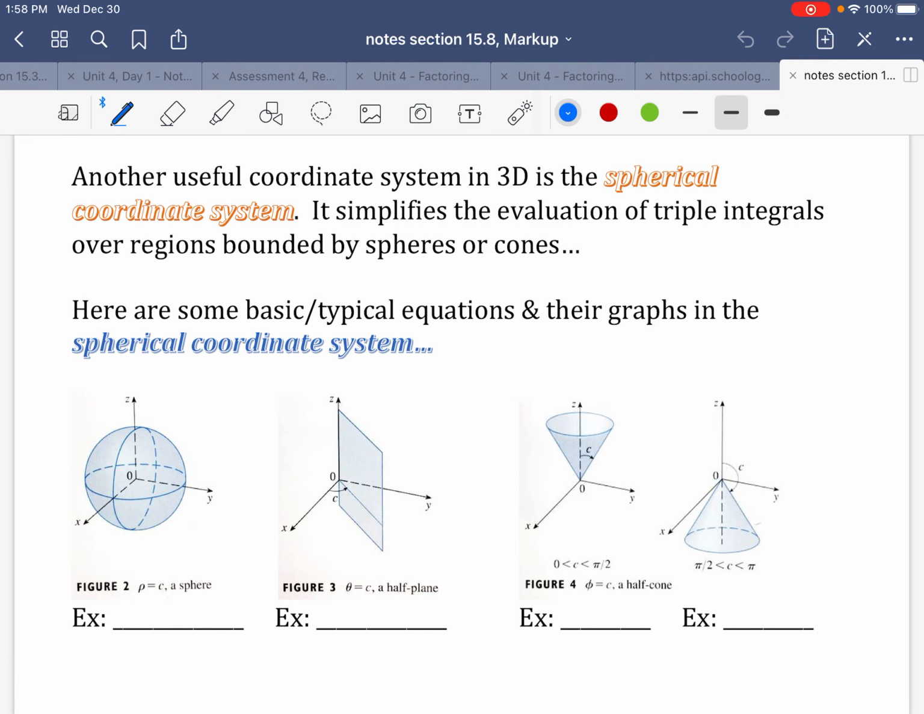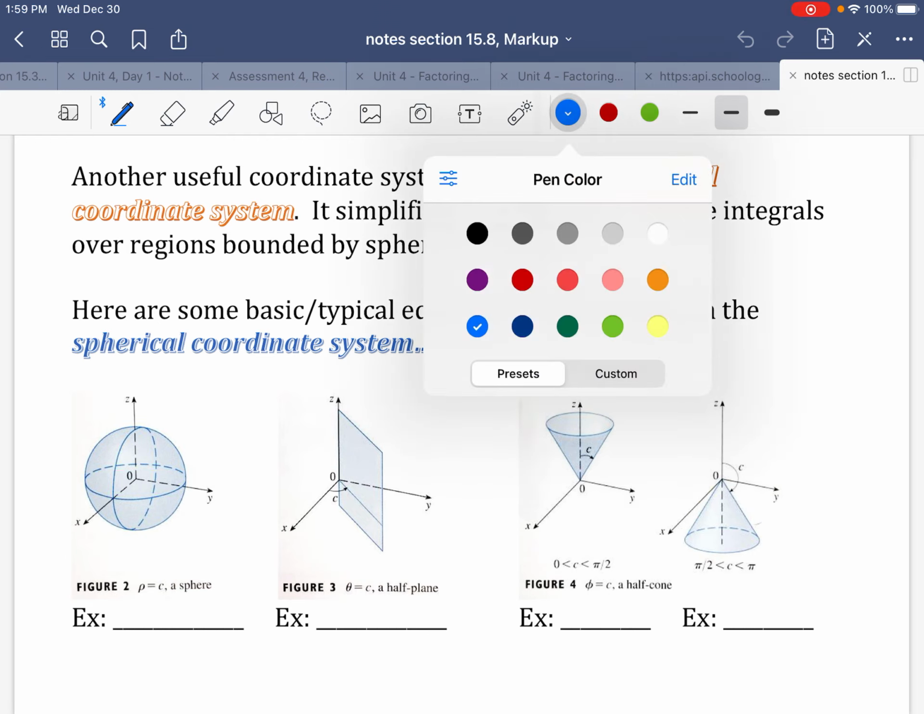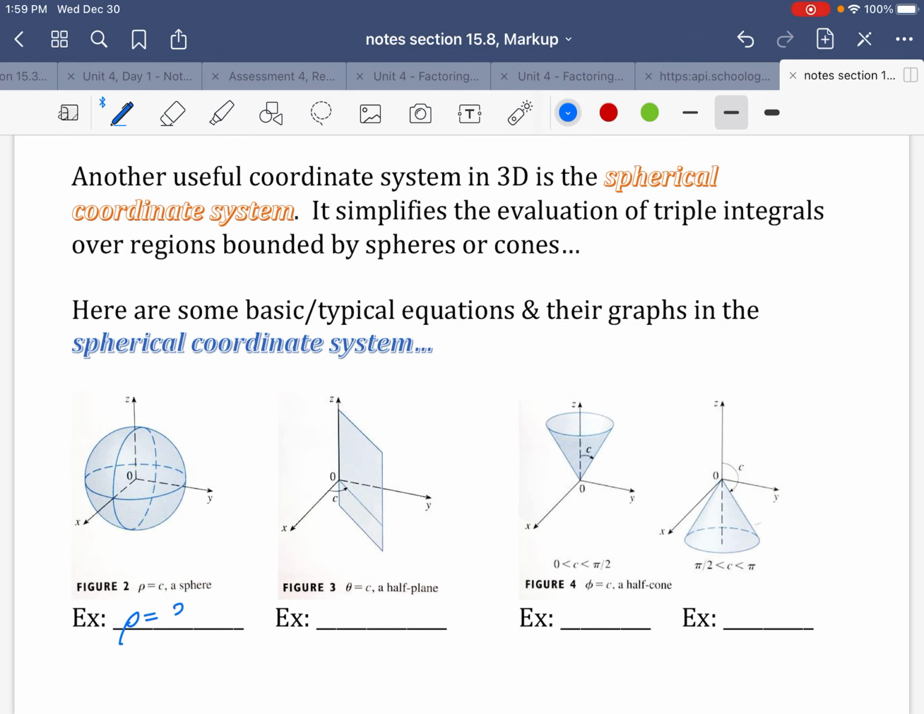You guys know that a sphere is usually x squared plus y squared plus z squared equals r squared. But in this case, a sphere is going to be just rho equals a number, like say 3. Remember, it looks kind of like a P, but it's R-H-O, the Greek letter rho. This number is going to be the radius. So if you have rho equals 3, then you have a sphere of radius 3. And if you need to, you can also put that back in rectangular form.